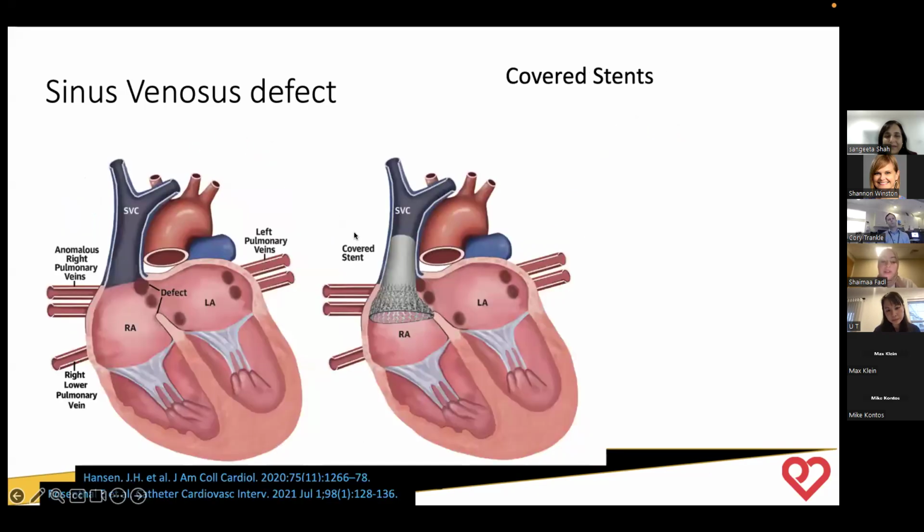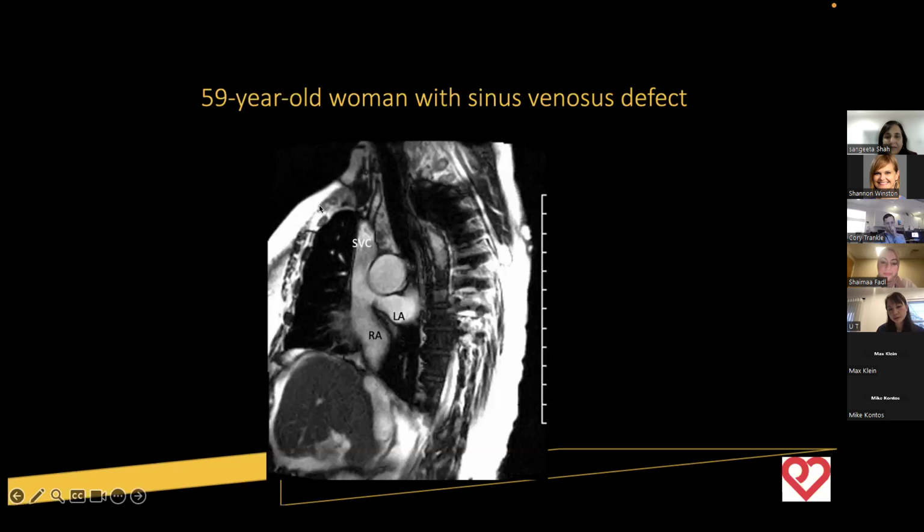There is a rising role of the covered stent. It's a transcutaneous, minimally invasive approach, with placement of a covered stent that can cover that interatrial communication or the deficiency of the wall of the lower SVC. And at the same time, it allows redirection of the anomalous venous return toward the left atrium.